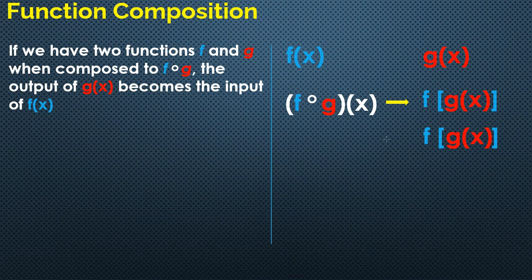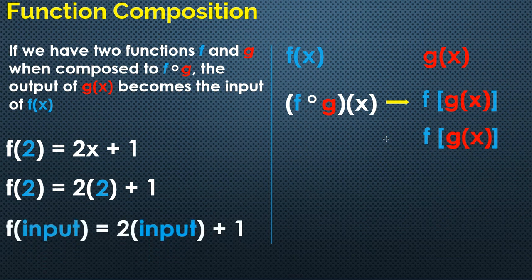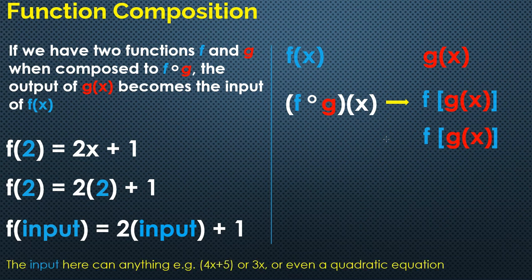Now, I need to step back a bit to understand what's happening here. Let's say we've seen this in our previous example, where we have f of 2, which is equals to 2x plus 1. All we are saying is that where we have the function input, which is 2, replaces the value of x on the right hand side. Therefore, we have f of 2 is equals to 2 multiplied by 2 plus 1. In this instance, what we are saying here is that f input is equals to whatever the values of x becomes our input on the right hand side of the equation. The input here can be anything. It can be 4x plus 1, it can be 3x, or even a quadratic equation.